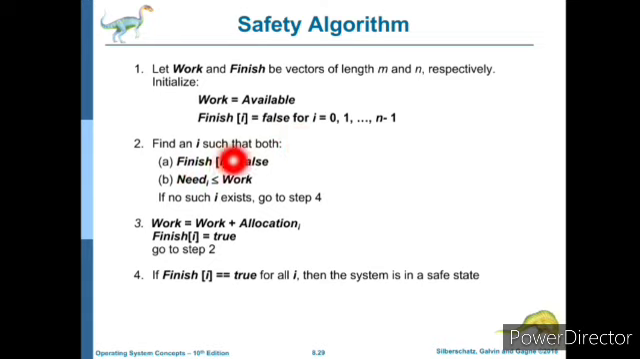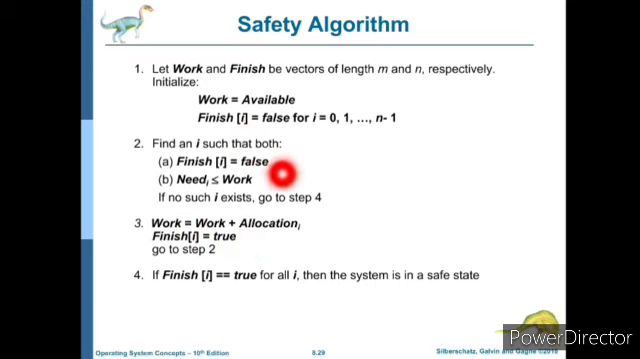Next, we need to find an i such that it satisfies both of these two conditions: Finish[i] is equal to false, and Need[i] is less than or equal to Work. If these two conditions are satisfied, then we go to step 3. In step 3, Work is equal to Work plus Allocation of that process. Then we set Finish[i] equal to true. Then again we go to step 2.